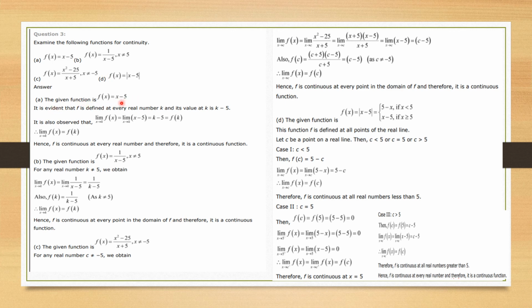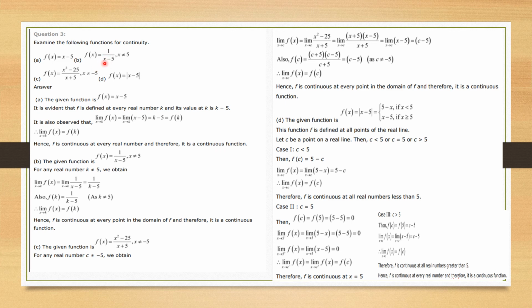So we'll just go for, see, you can take it for any real number. I'm taking it as k. So at x approaching k, it is x - 5, that is k - 5, which is also the value f(k), which again turns out to be x - 5. So the limit is equal to the value of f(k). So the function is continuous at every real number, and therefore it is a continuous function.